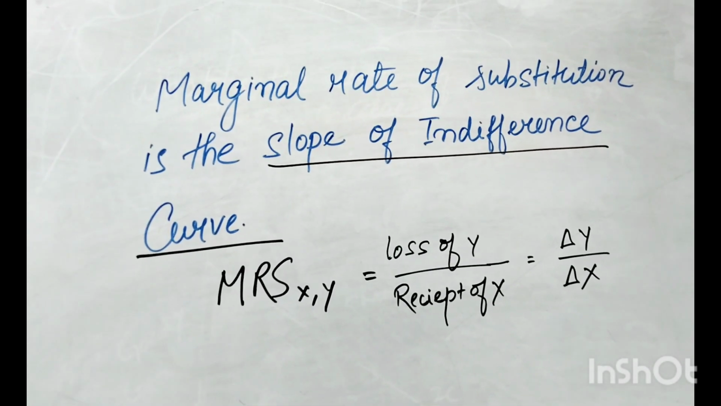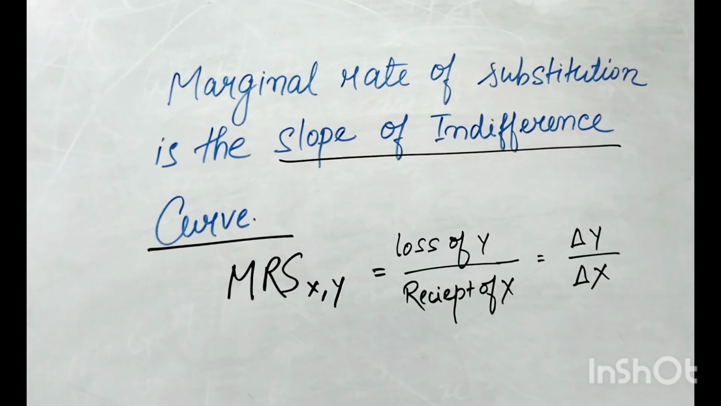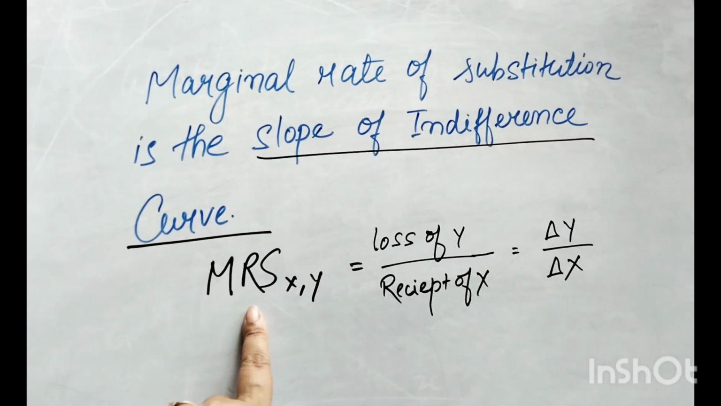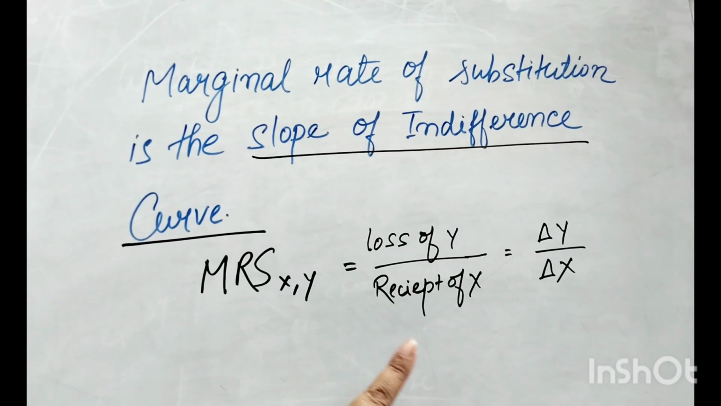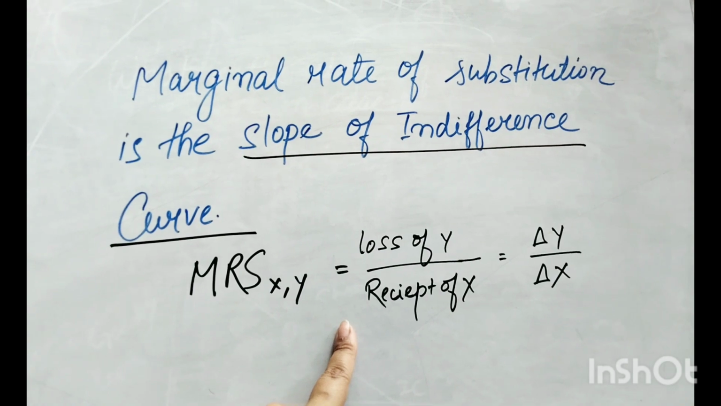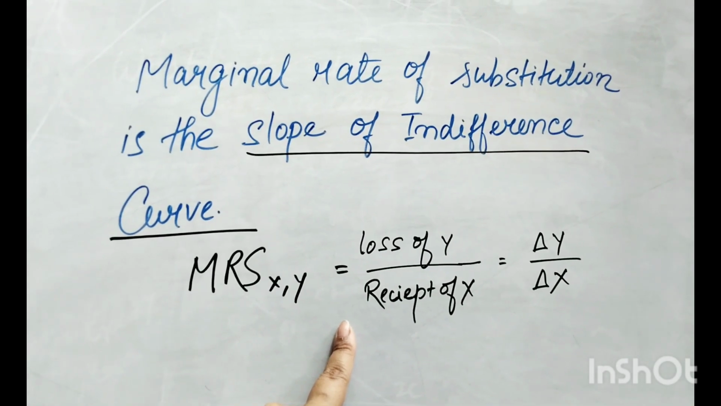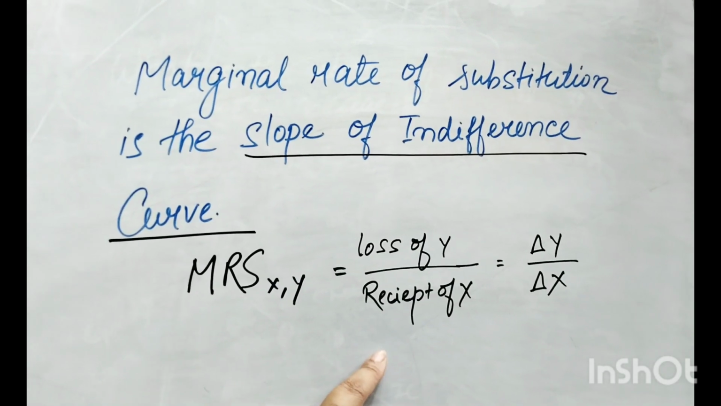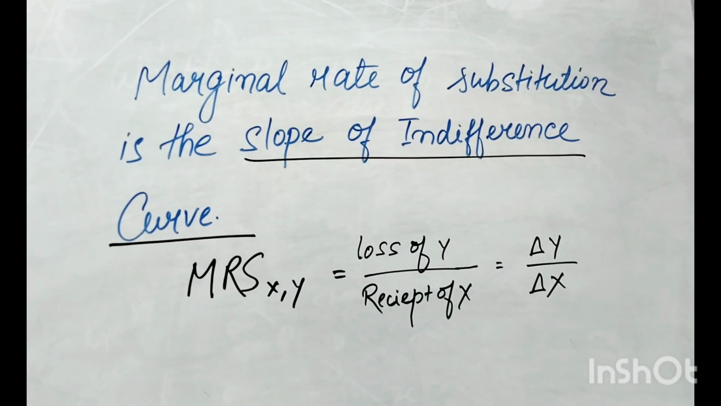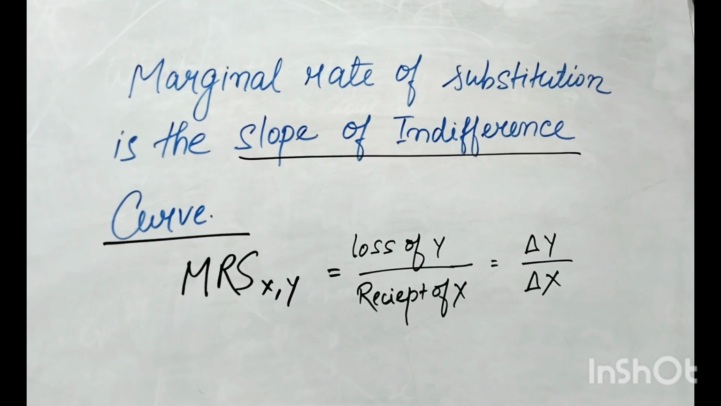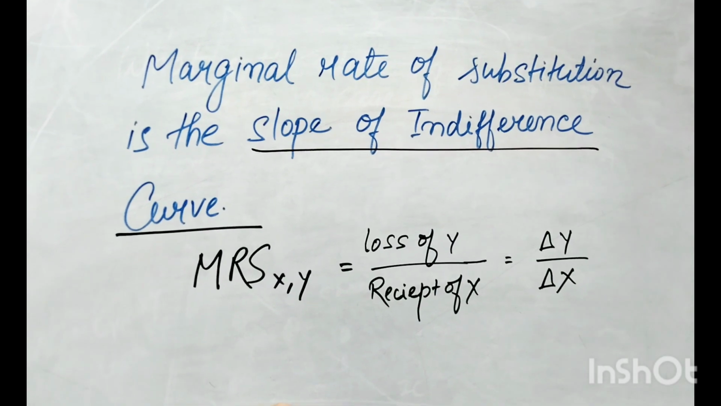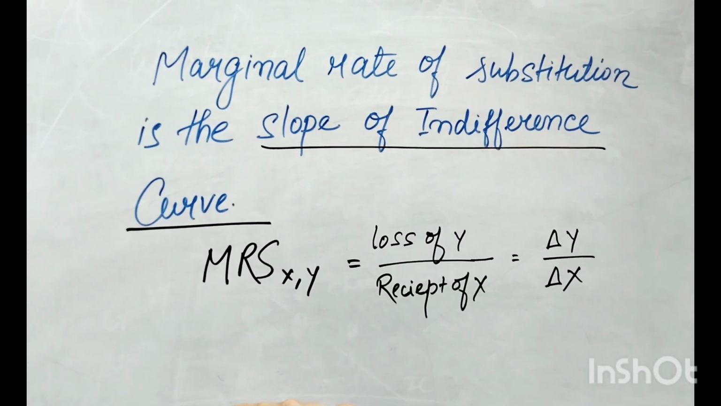So here also we can tell that the marginal rate of substitution is the slope of the indifference curve. That means MRS xy will be equal to loss of y by the receipt of x. That means we can tell del y by del x. That means how much y will a consumer give up in order to receive x. So that is denoted by del y by del x. How much the consumer is giving up y in order to get x without changing the level of satisfaction.